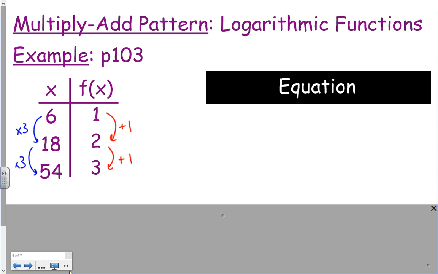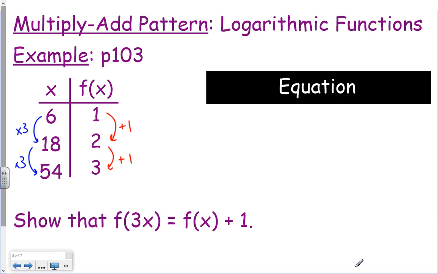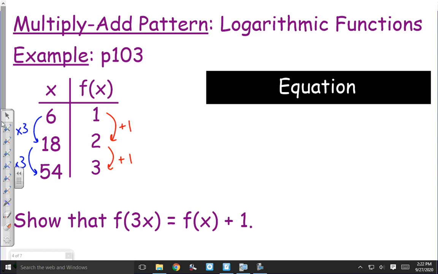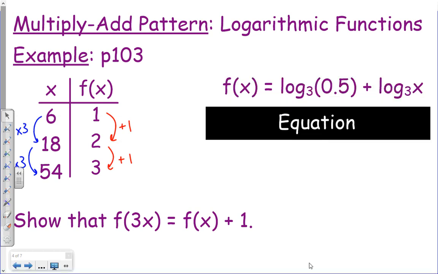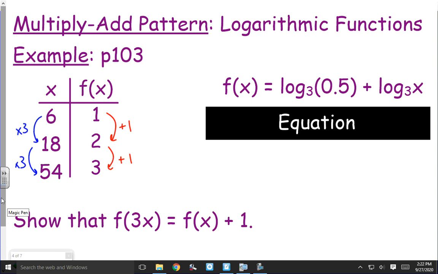So then the question becomes, can we actually show this pattern here? Can I show that if I multiply each of the x values by 3, I'm just adding 1 to each of my y values? Well, we can do that, but in order to do that, I need to know what the function is that we're working with here. So let me grab this box out of the way. Here is the function they've given us. That probably wouldn't have been your first guess as to what the equation was, but there it is. That's the equation that makes up this set of data: log base 3 of 0.5 plus log base 3 of x.